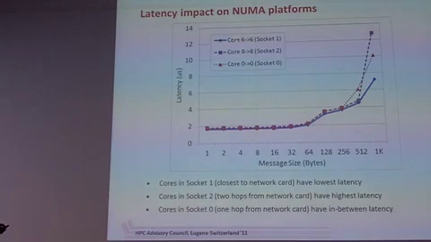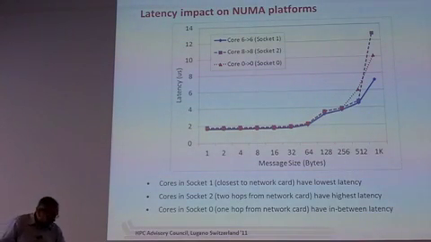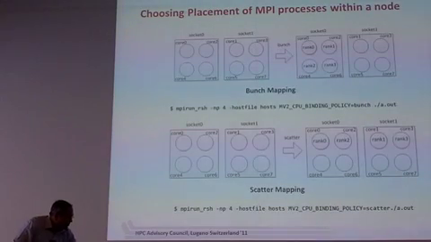If I do core 6 of one node to core 6 of the other node, we saw that gives you the best latency. The cores in socket 1 are the closest to the network card, so they have the lowest latency, whereas the cores in socket 2, that is core 8 here, have higher latency. And cores in socket 0, 1 hop from the network card, have in-between latency.